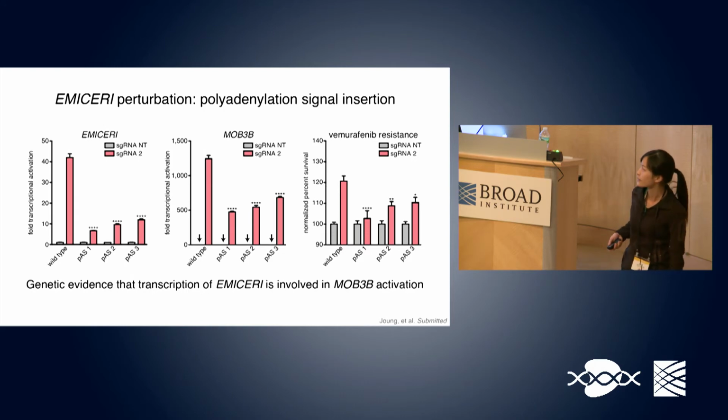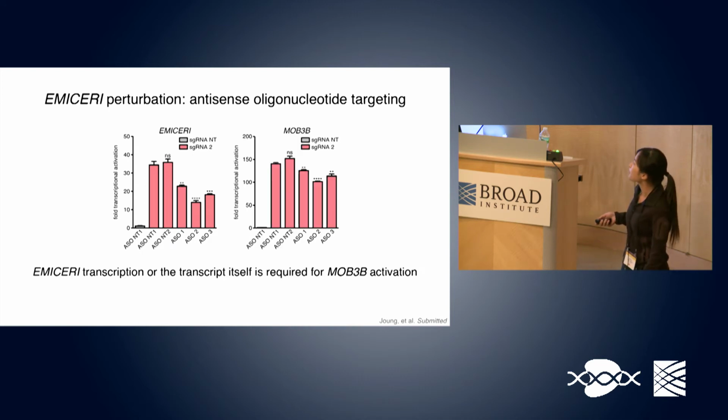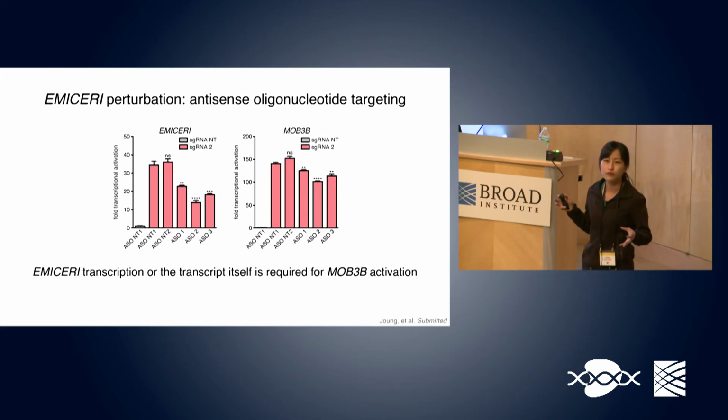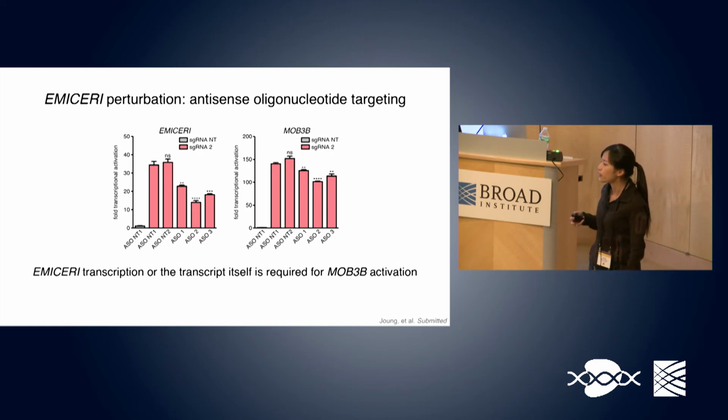And finally, the last emissary perturbation experiment that we did was we targeted antisense oligos to emissary to knock down the emissary transcript. And again, we verified that emissary transcription was reduced when we targeted it with antisense oligos. MOB3B was also reduced in the presence of antisense oligo targeting to emissary. And so together, these 3 different perturbation experiments show that emissary transcription or the transcript itself is required for MOB3B activation.